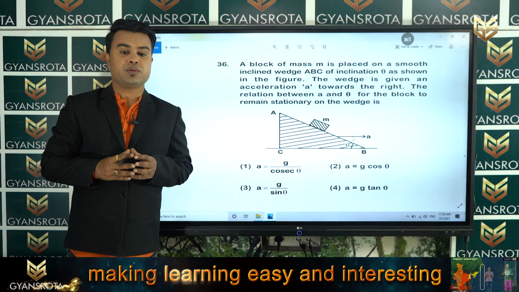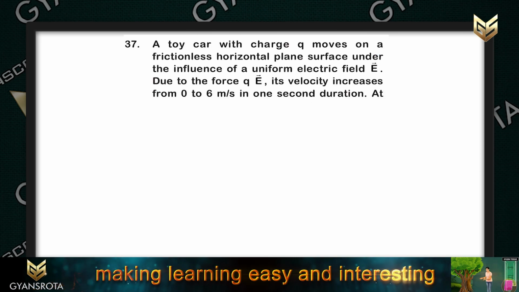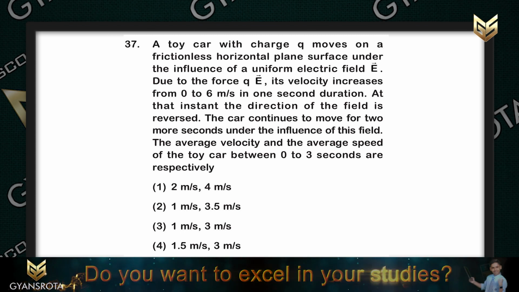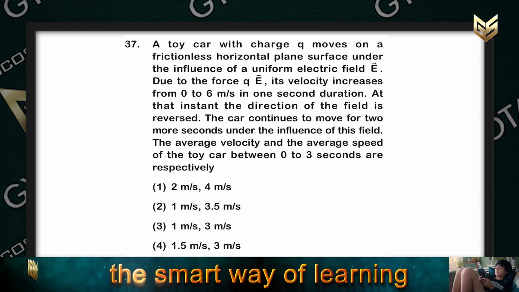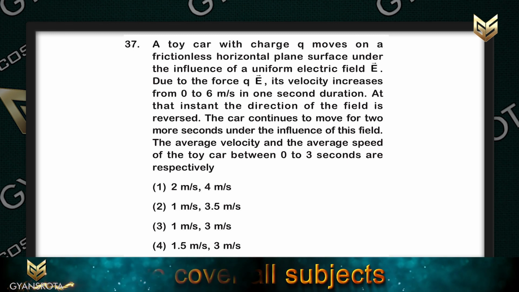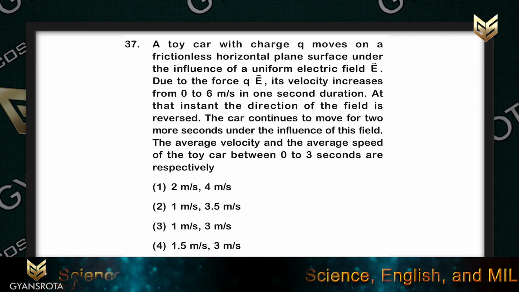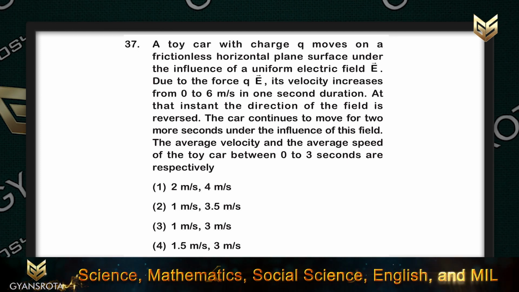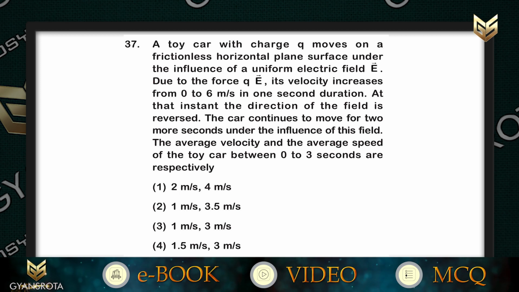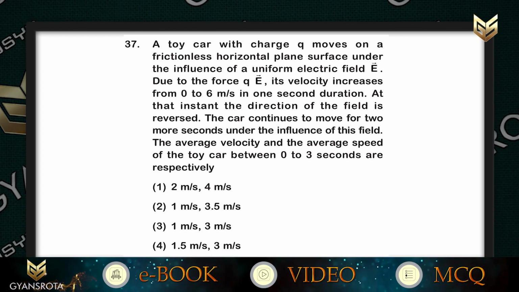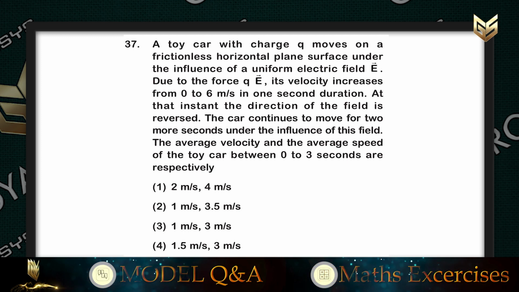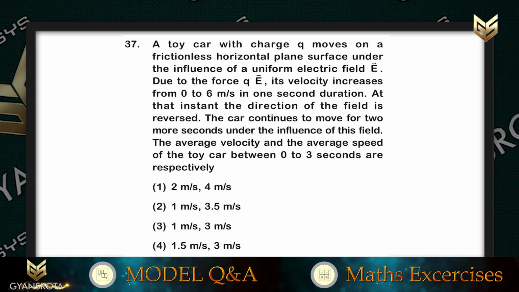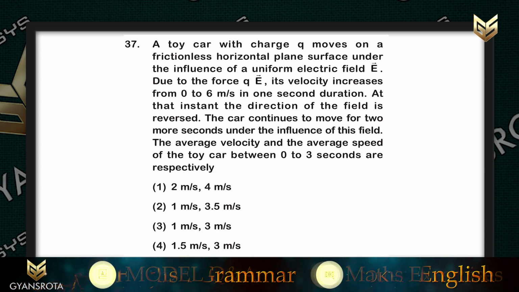Now let us move to the next question, that is question number 37. A toy car with charge q moves on a frictionless horizontal plane surface under the influence of a uniform electric field E. Due to the force QE, its velocity increases from 0 to 6 meter per second in 1 second duration. At that instant, the direction of the field is reversed. The car continues to move for 2 more seconds under the influence of the field. The average velocity and the average speed of the toy car between 0 to 3 seconds are respectively.